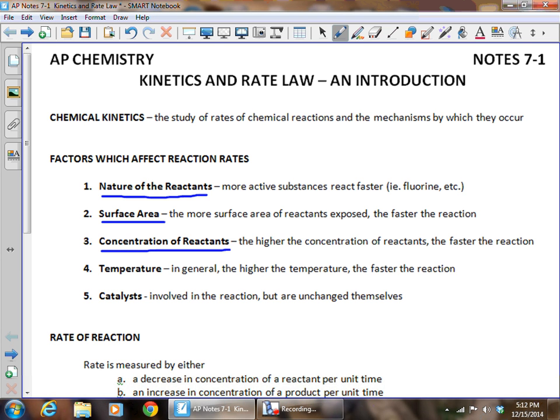The concentration of reactants. If you've got a dilute acid, for instance, that's only maybe 0.1 molar, it's not going to react nearly as fast as concentrated 12 molar hydrochloric acid. So the concentration is going to make a difference. Temperature. The faster the particles are moving, the higher the temperature, in general, the faster that reaction is going to occur. And then, of course, we have catalysts, those substances that are involved in the chemical reaction, but they themselves are not changed. So, those are the different factors that are going to affect these reaction rates.